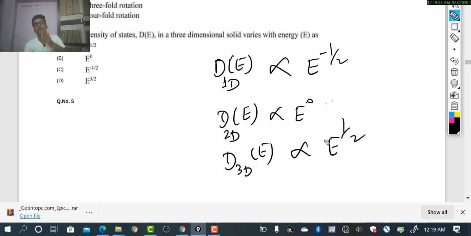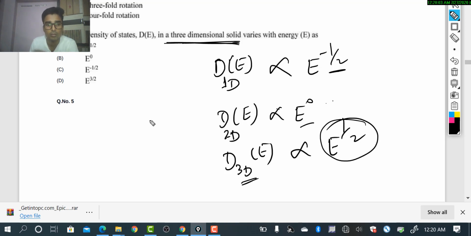We can go through the YouTube videos I made on density of states, so please go through it. Basically for 1D it varies as the minus half power of E. For 2D, the density of states doesn't vary with energy, so it is constant. And for 3D it varies as the half power of E. The question is asking for the 3-dimensional solid, so it varies as the half power of E. So the answer is D. Sorry, not D, I am making a blunder. E to the power half, the answer is A.